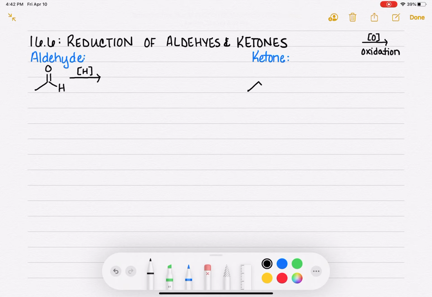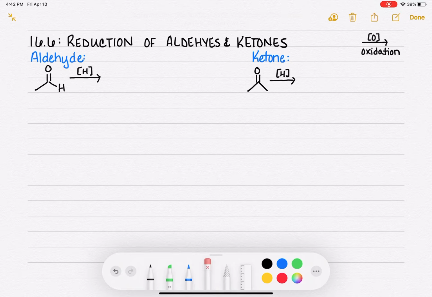And let's draw a little ketone. Remember, the difference between the aldehyde and the ketone is that the ketone cannot have any hydrogen atoms that are directly attached to the carbon-oxygen double bond. So there are the two set up for the two reactions.